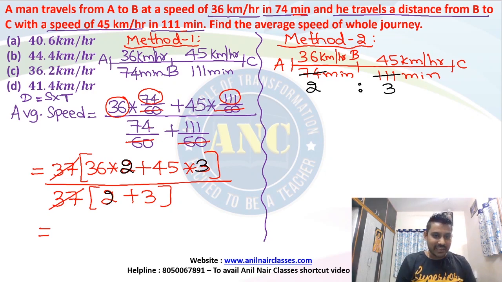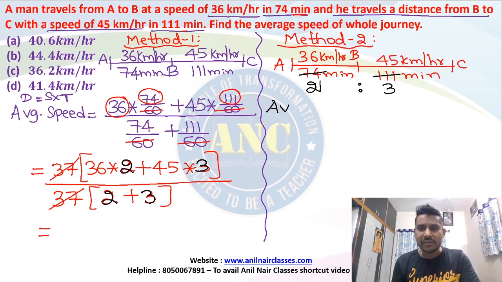In the denominator also, whatever you got here as 2 and 3 is nothing but what I have written as the ratio in method 2. I hope you are very clearly understanding this. That means I right now want to get the average speed value directly. Instead of 74 minutes and 111 minutes, I will just assume it in terms of ratio as 2 hours and 3 hours. It's so simple. Just assume it as 2 hours and 3 hours.